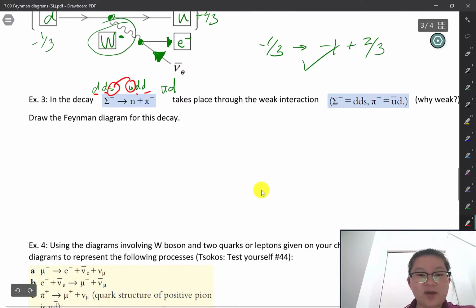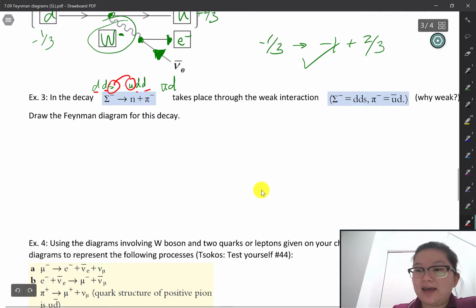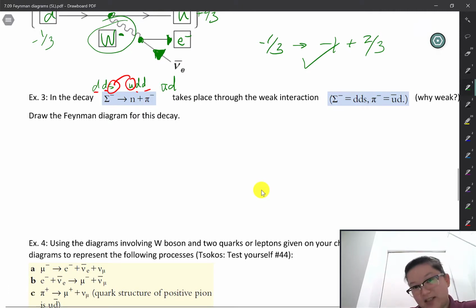So let's draw the Feynman diagram for this one. And we're going to need enough space. We can't take up too much space, since I need enough space to make an exchange particle go down to become the meson, which is the particle-antiparticle pair.